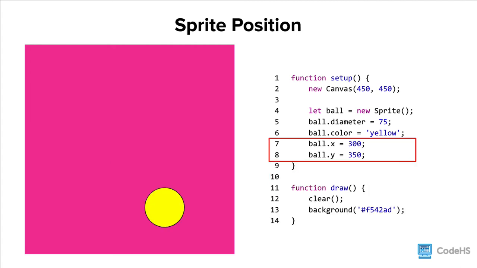Now we've actually assigned values to the X and Y properties of our ball sprite. So the ball is drawn in a different location on the canvas. The ball's position on the x-axis is now 300 pixels from the left edge of the canvas. The ball's position on the y-axis is 350 pixels from the top edge of the canvas.